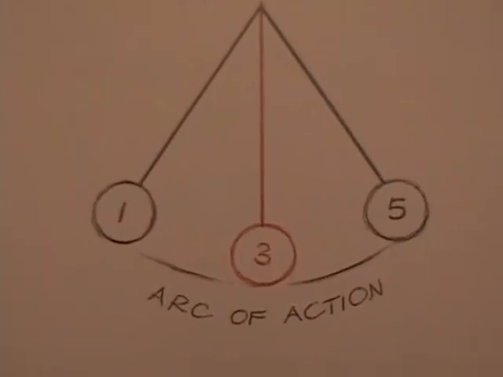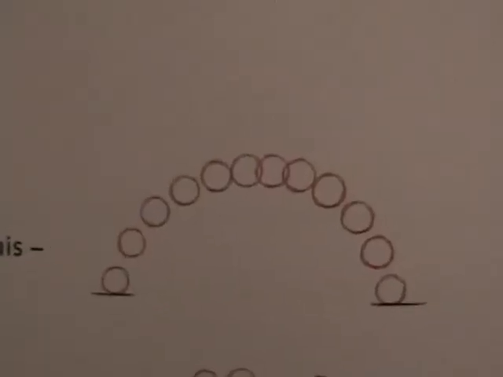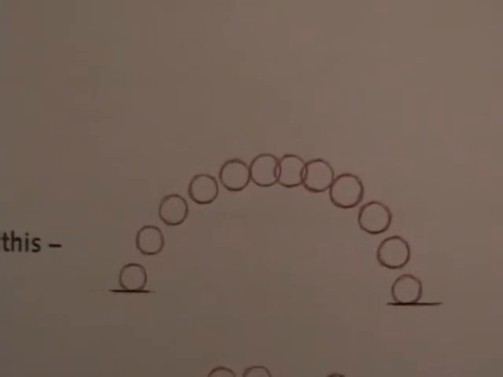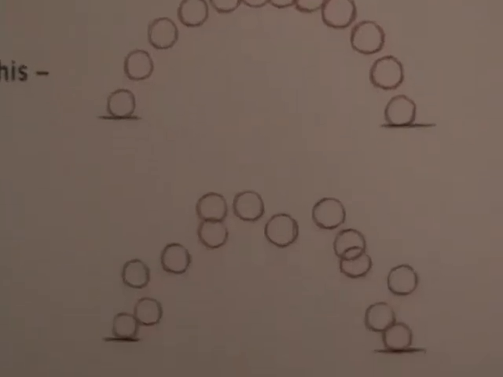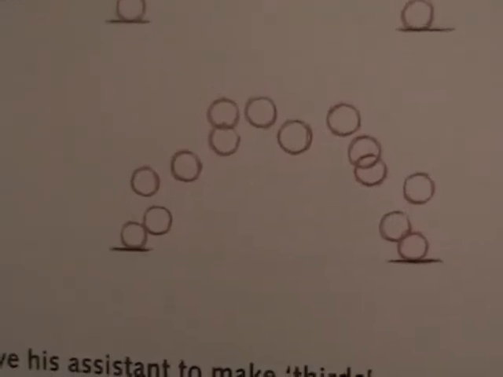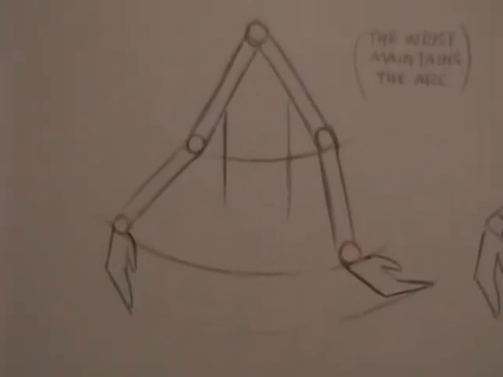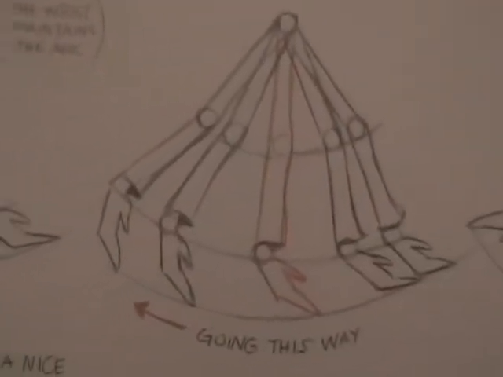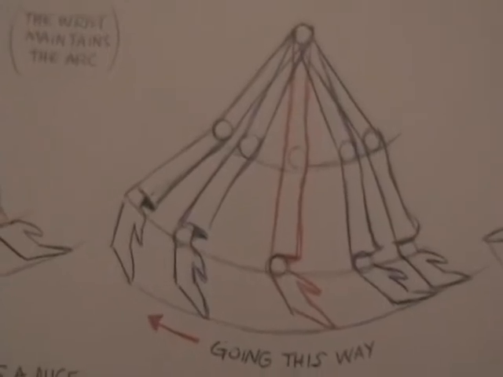Arcs are when something moves in a smooth curve. Here we see a ball moving on an arc, giving it a natural feel. While here it looks erratic and chaotic. And as we see here, the elbows, wrists, and even fingers follow an arc, which gives it a sense of being realistic.